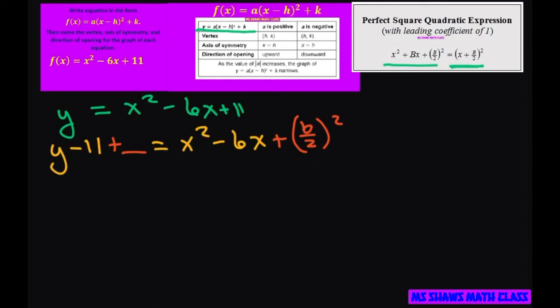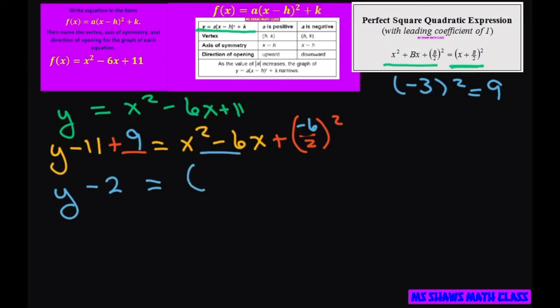So basically my b is the 6, or you could say negative 6. So let's erase this and put negative 6. So that's going to be negative 3 squared, which equals 9. So what we're doing is we're adding 9 to both sides. So on the left-hand side, we get y minus 2 equals, and then we're going to condense this. So this is going to be x minus, and you take half of the 6, that's this part, 3 squared.